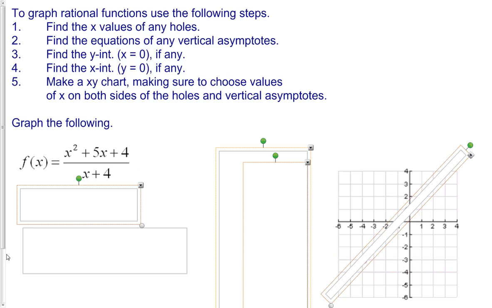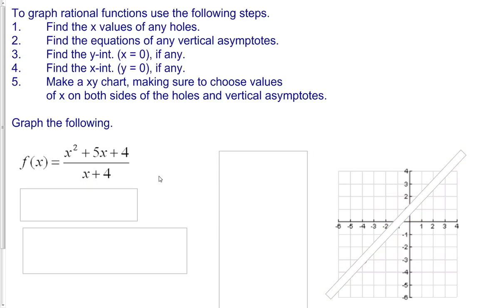Let's try another example here. We want to graph this rational expression. So what we're going to do is factor the polynomial on top, factor the polynomial on the bottom, and see if there are any holes or vertical asymptotes. If we factor the numerator here, we can factor that down to x plus 1 and x plus 4 by simply unfoiling that. And our denominator is in its simplest form already, so we'll leave that at x plus 4.